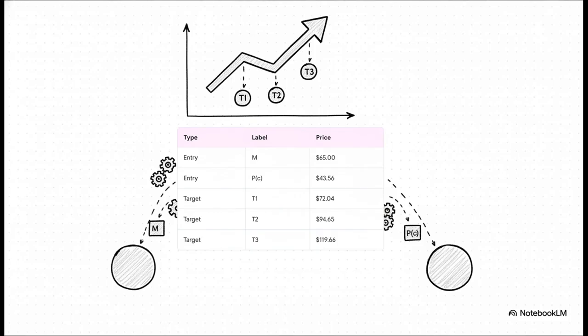But the forward planning didn't just stop with risk. The entire exit strategy was also fully defined from the start. You can see the three predefined price targets, T1, T2, and T3. And the system even mapped out two main scenarios. There was one plan for if only the first entry at M was triggered, and a completely different scenario if the price happened to drop all the way to that second entry level, PC. So basically, every major possibility was already accounted for.